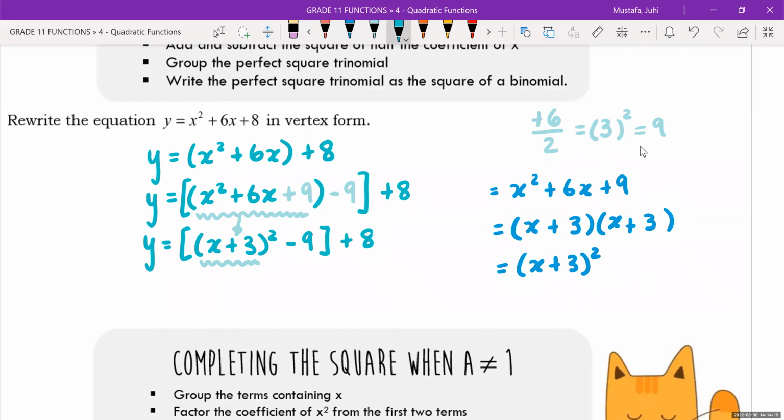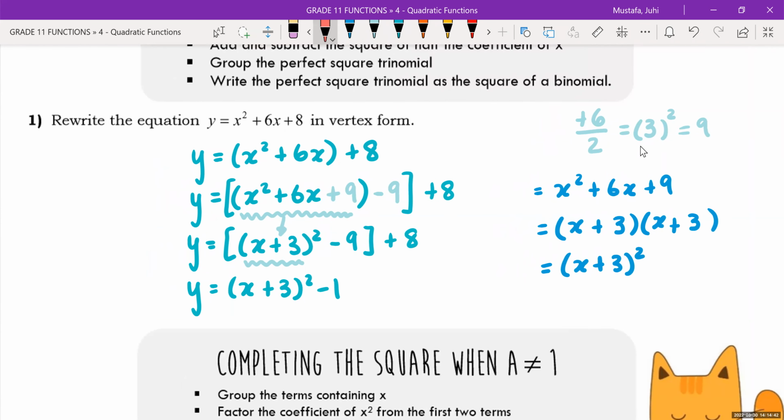In this question, the square brackets are insignificant because there's no number in front of them. So really our last step is going to be to open up all of the square brackets. So we're going to get x plus 3 squared, and then negative 9 plus 8 is negative 1. And that's our final answer.